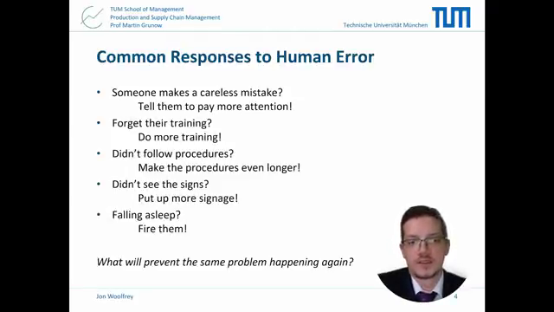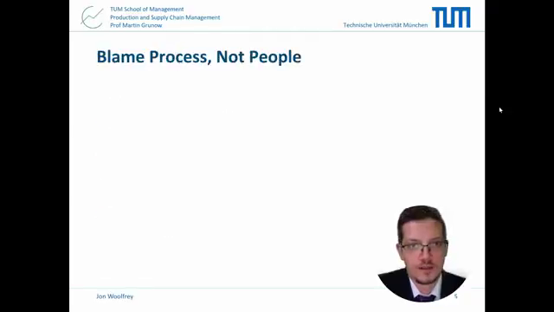But the problem is, what will prevent this from happening again with the same person or someone else? You know, none of these responses really get to the root cause of the problem that's occurring. And this is where poka-yoke comes in.